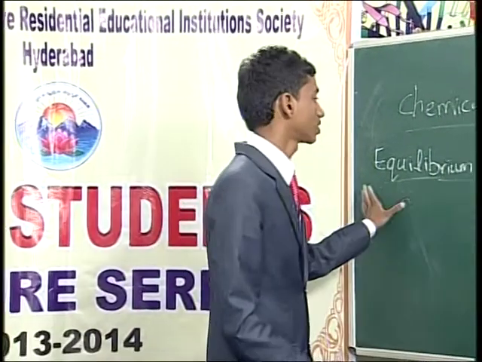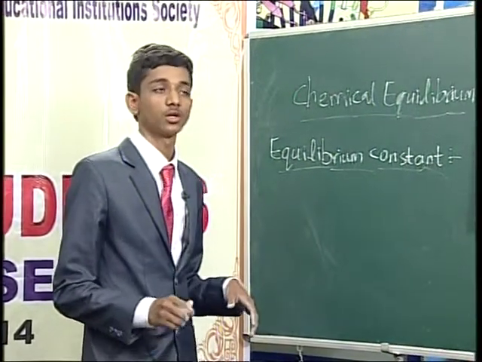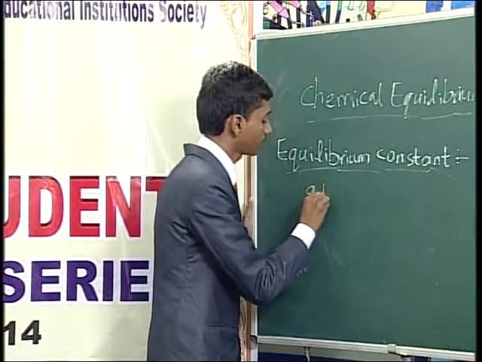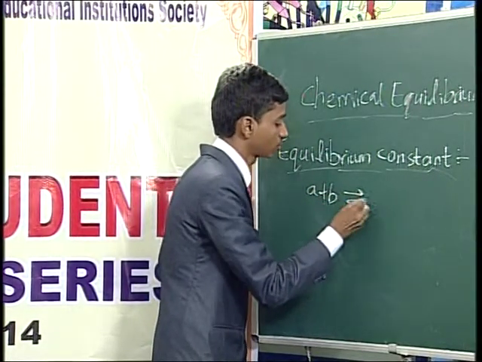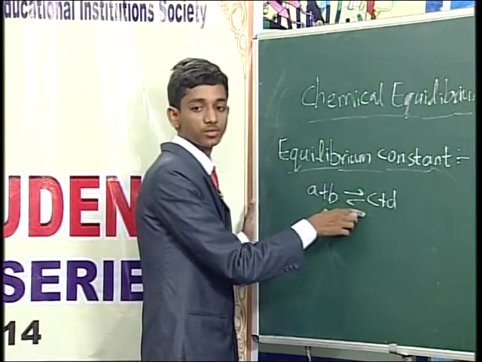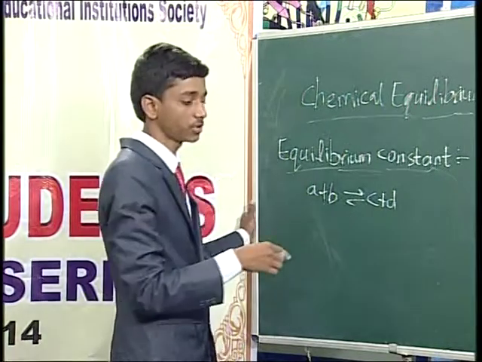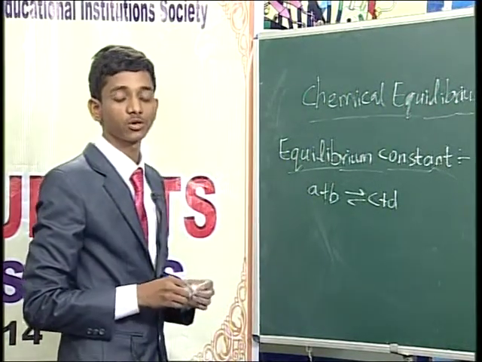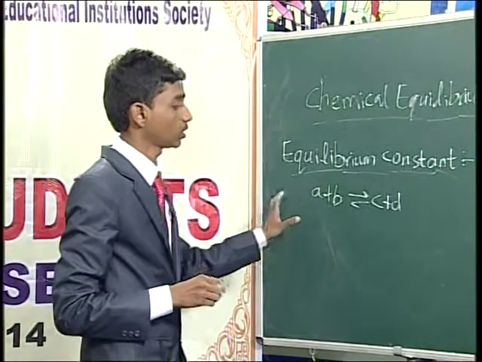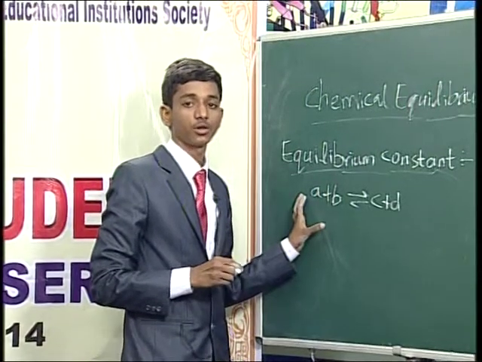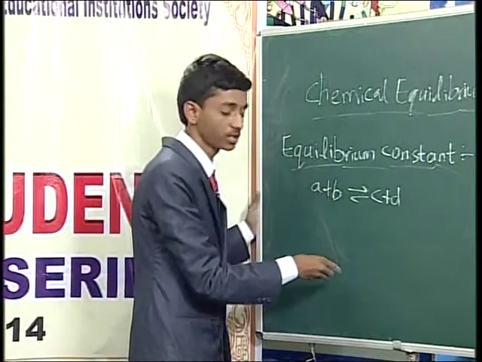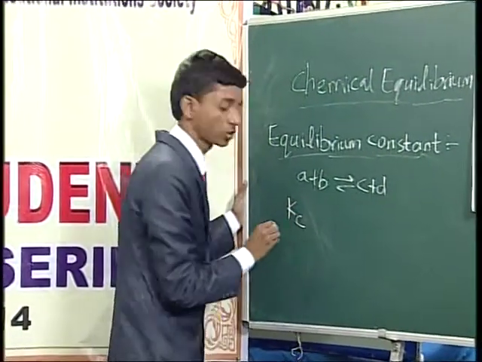In this section we are going to answer a number of questions. For that we have taken a simple reaction: A plus B gives rise to C plus D. For this, the two chemists Cato Maximilian Guldberg and Peter Waage in 1864 proposed a theory about the concentrations of these reactants and products, that is Kc, the equilibrium expression.